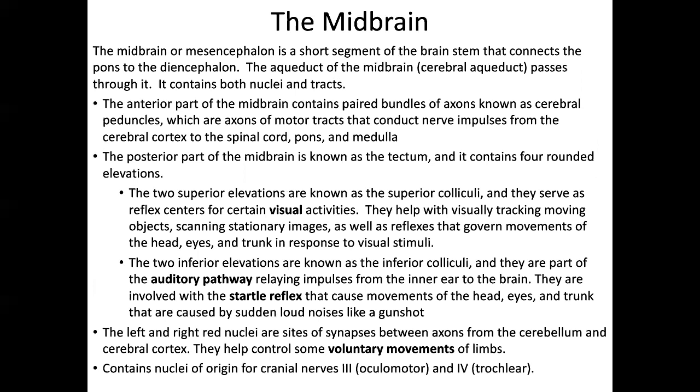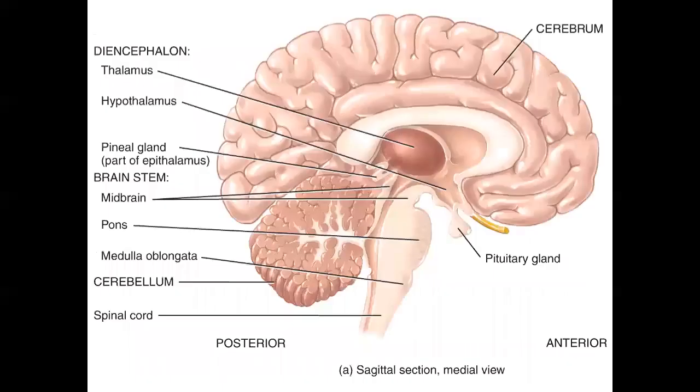Okay, sitting on top of your pons is what we call the midbrain or mesencephalon. I always call it the midbrain. It's a short segment of the brainstem connecting the pons to the diencephalon. And if I go back to this picture again, you can see it's labeled with 2 arrows. You might be wondering why 2 different things are labeled.